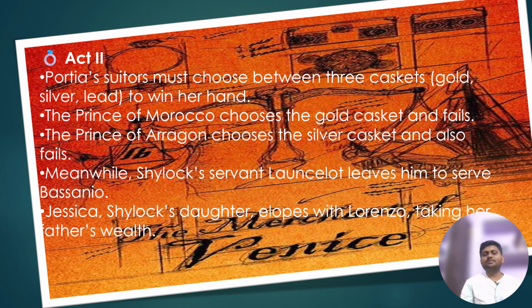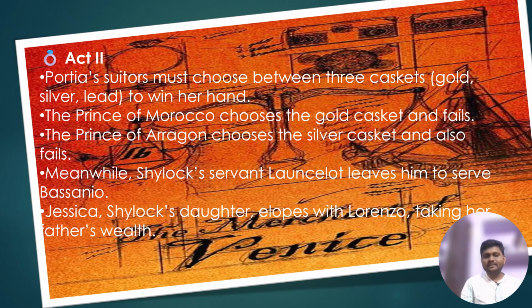Act 2 of the play Merchant of Venice talks about the marriage of Portia. Portia's father has put up a condition that whoever chooses the right casket between gold, silver, and lead would win her hand for marriage.